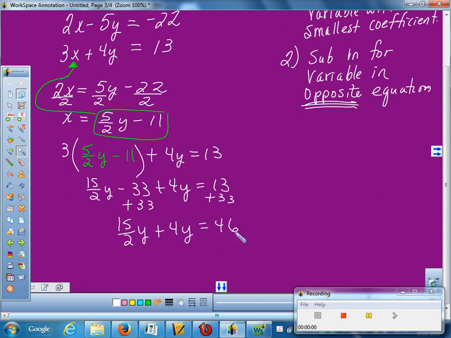Okay. And I'm still going to encourage you, get rid of your fractions. How? Yep. We're going to times that by 2. Just the first fraction? That'd be 15y plus 8y equals 92.